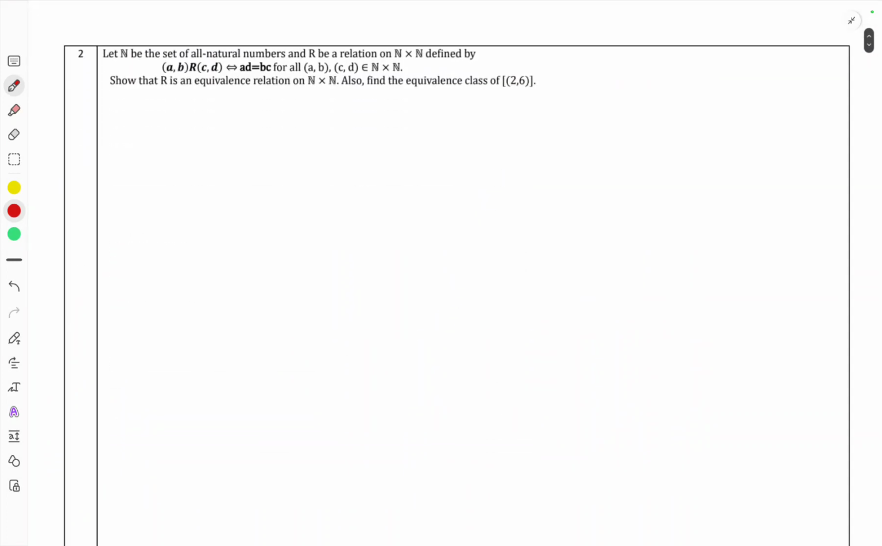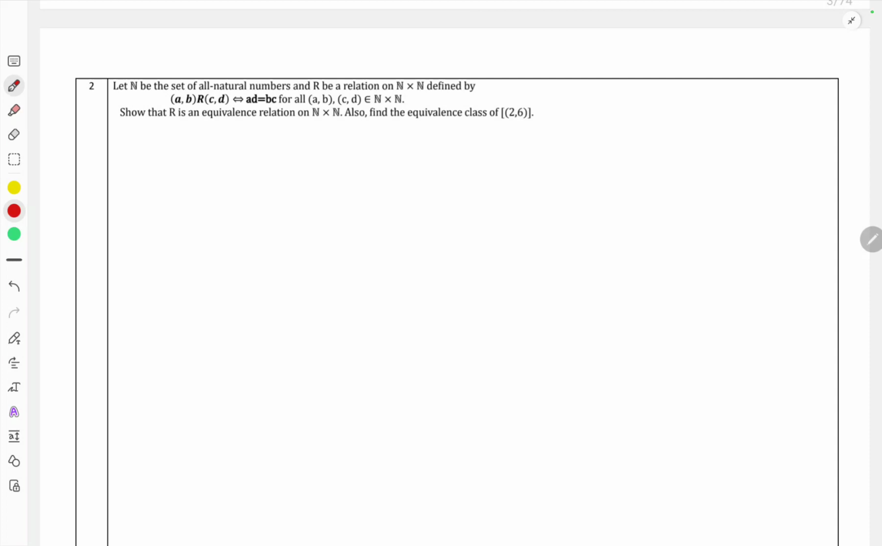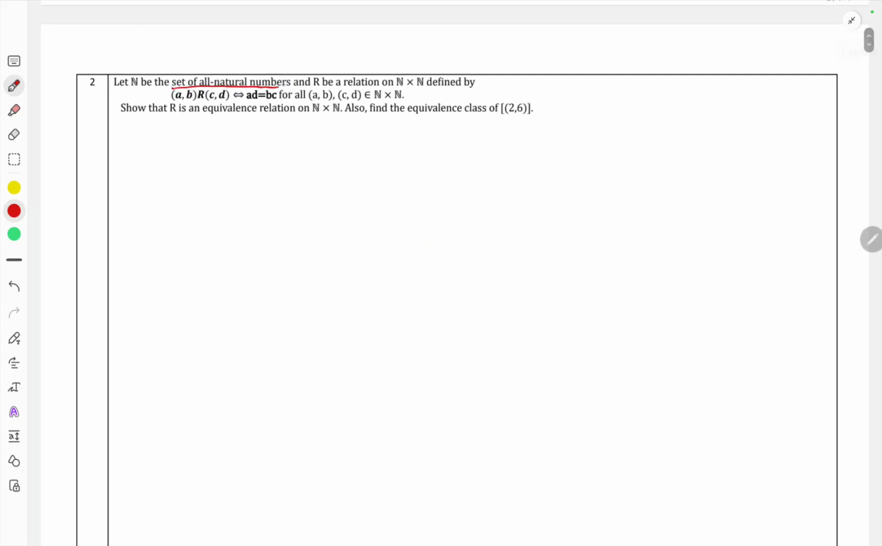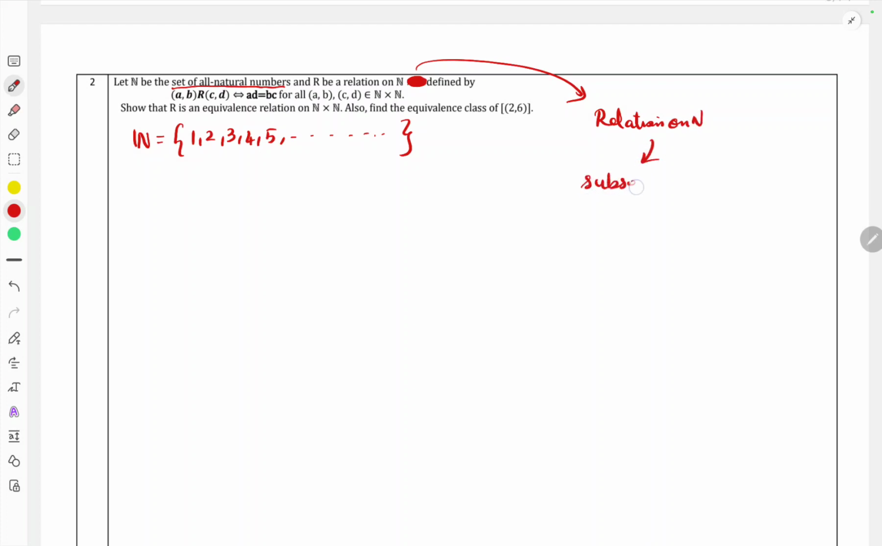In the second question, it is also of the same model. Let N be the set of all natural numbers. So N is nothing but the set of all natural numbers, which means this set N is 1, 2, 3, 4, 5, it keeps on going like this. And a relation on N cross N. See here, if they have given a relation on N, it means it is a subset of N cross N.